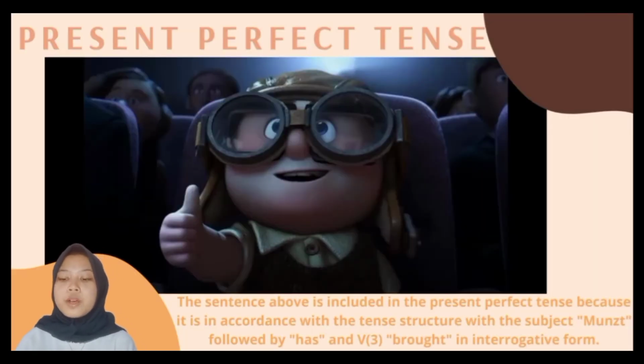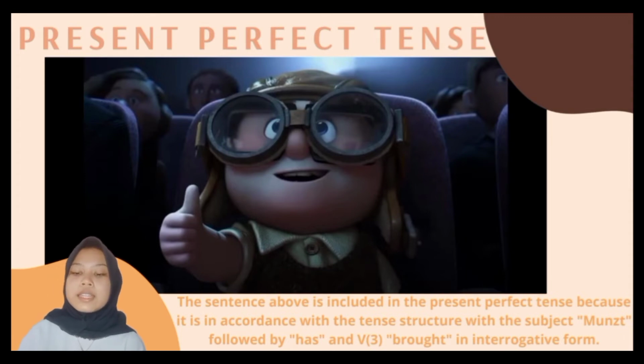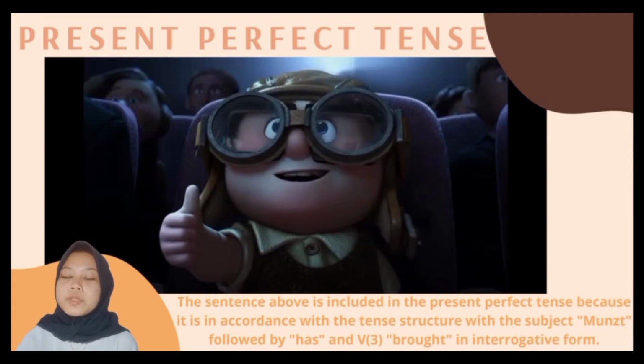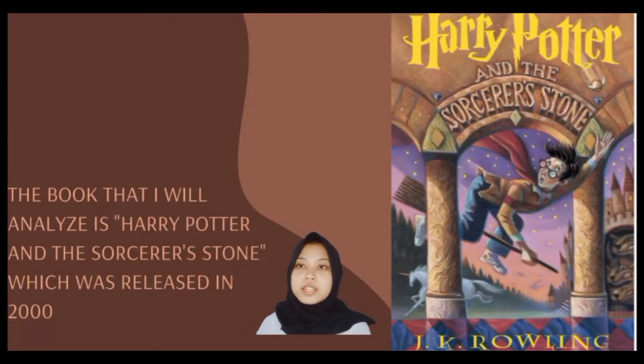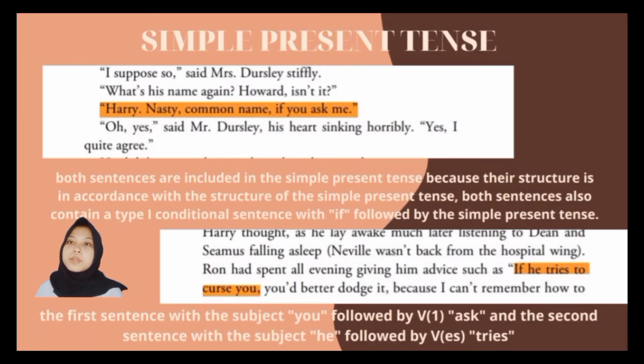The sentence above is included in the present perfect tense because it is in accordance with the tense structure, with the subject Munch followed by has and verb 3, brought, in the interrogative form. Okay, next I want to analyze a book with the title Harry Potter and the Sorcerer's Stone, which was released in 2000. And the first is simple present tense.